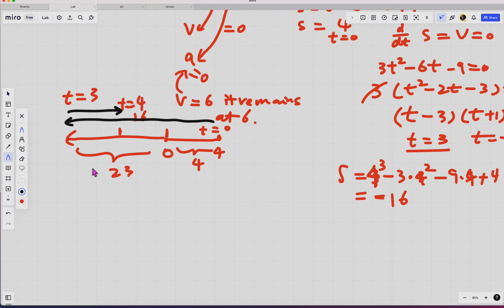You need to make use of the displacement trajectory to find out the distance. From t equals 0 to t equals 3 is 27. And because when t equals 4, the displacement is negative 16, the particle comes back to here. So it's 23 minus 16, which is 7. So 27 plus 7 will give you 34. So that's the distance traveled in the first 4 seconds.